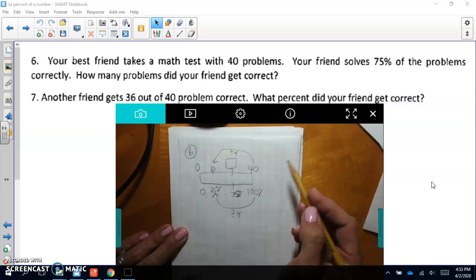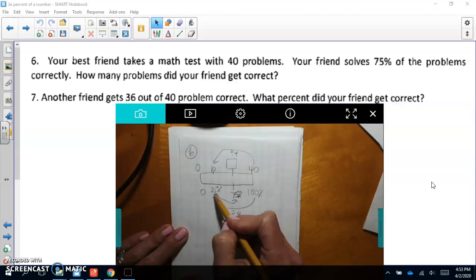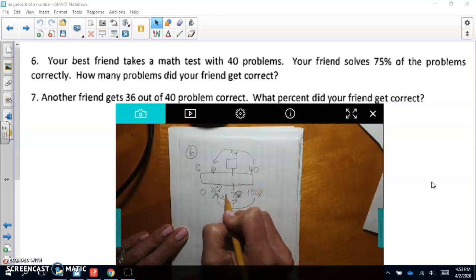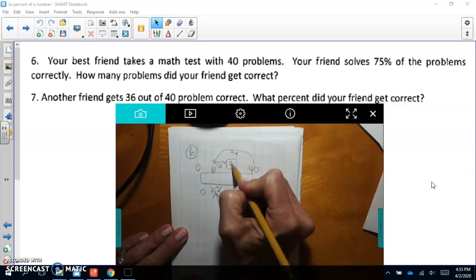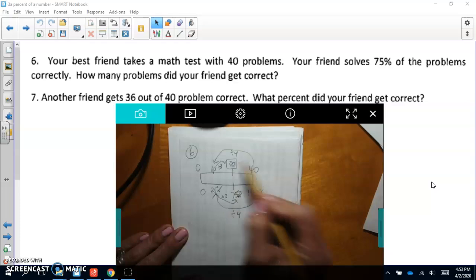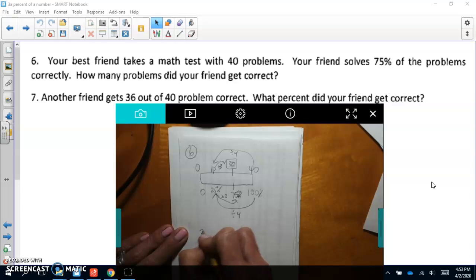So now what I want to do is take that 25% and try to get to 75%. Now, a lot of time with the 25 and 75, think about money and how much money that is. 25 cents to 75 cents. Well, that's 3/4. So 25 times 3 will give you 75. 10 times 3 will give you 30. And 30 is how many questions your friend gets right on the test. 30 questions right on the test.